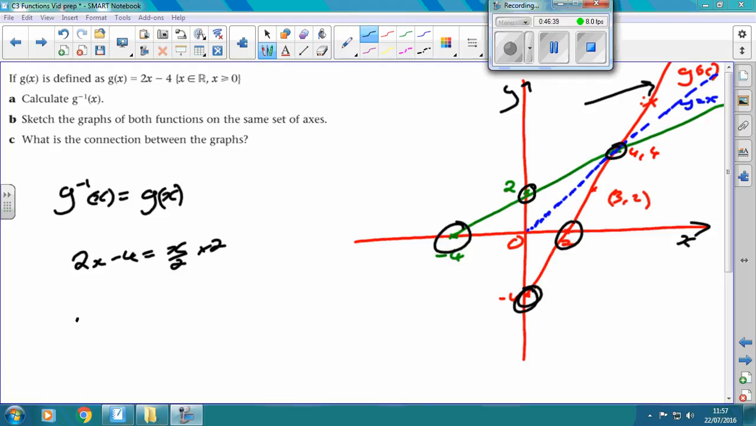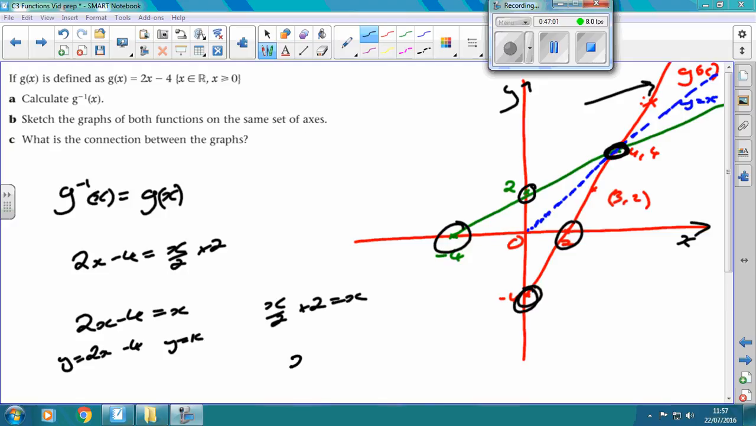So all we need to do is either set 2x minus 4 equal to x. In essence, what you're doing is solving y equals 2x minus 4 and y equals x simultaneously. Or you set the inverse function equal to x, so x over 2 plus 2 equals x. And that will come up with this here.